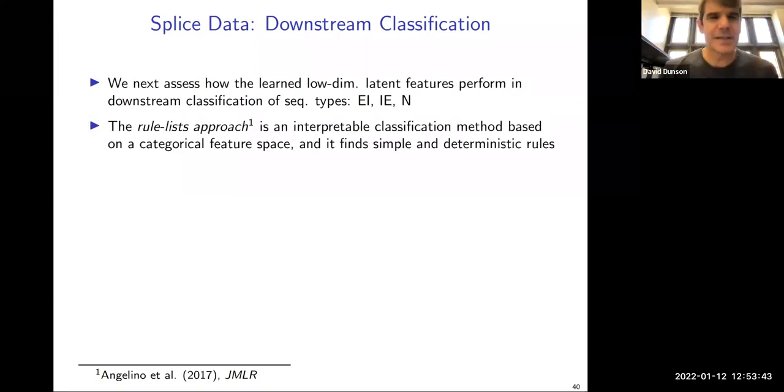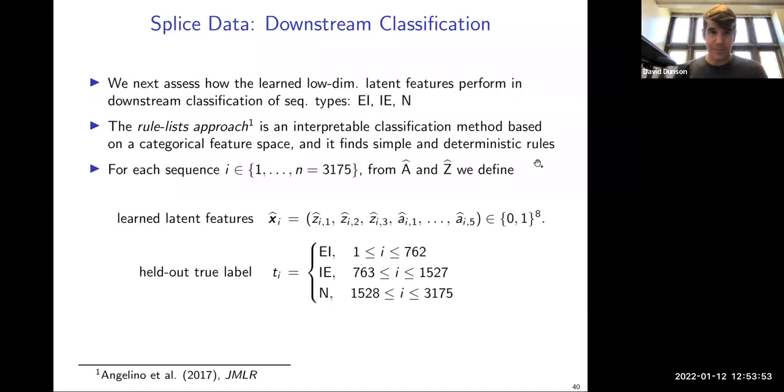And so how do we do that? We use the rule list approach, which is an interpretable classification method based on categorical features, and it finds simple deterministic rules. For each sequence, from our estimated A and our estimated Z, we define these learned latent features. And then we have a held out true label. Now we're going to build this rule list classifier to see how well our inferred latent features relate to these true held out labels.